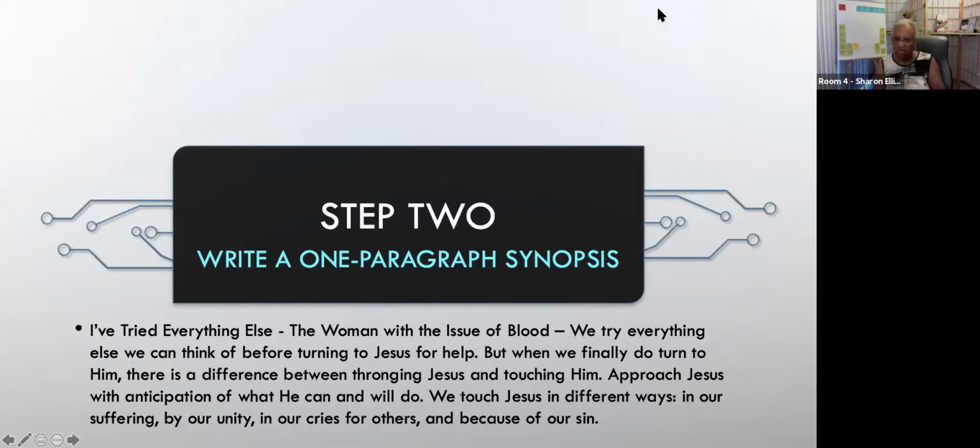So here's my paragraph. The woman with the issue of blood. We try everything else we can think of before turning to Jesus for help. But when we finally do turn to him, there's a difference between thronging Jesus and touching him. Approach Jesus with anticipation of what he can and will do. We touch Jesus in different ways: in our suffering, by our unity, in our cries for others, and because of our sin. So that's what I want to include in the chapter about the woman with the issue of blood. Okay? So your chapter synopsis is a paragraph of what you want to include in that chapter.